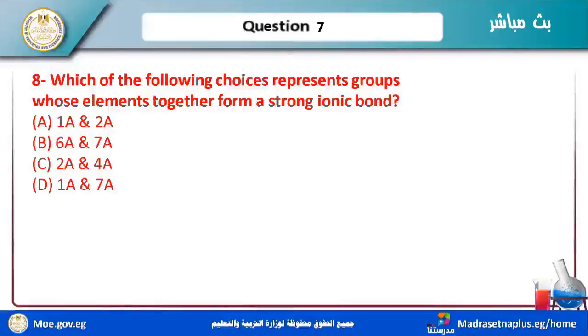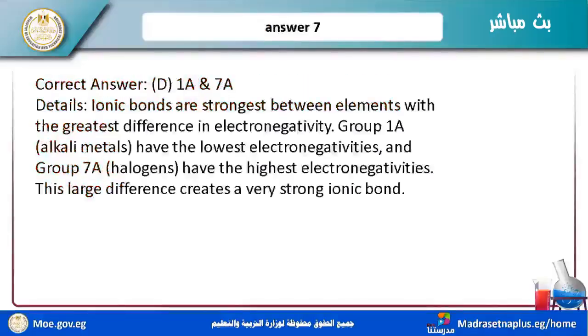You must know the positions of 1A, 2A, 3A, 4A and the other groups of the periodic table. 1A is the first group on the left side of the periodic table, and 7A is the last group on the right side. So the difference in electronegativity is very huge. The correct answer is D, 1A and 7A.